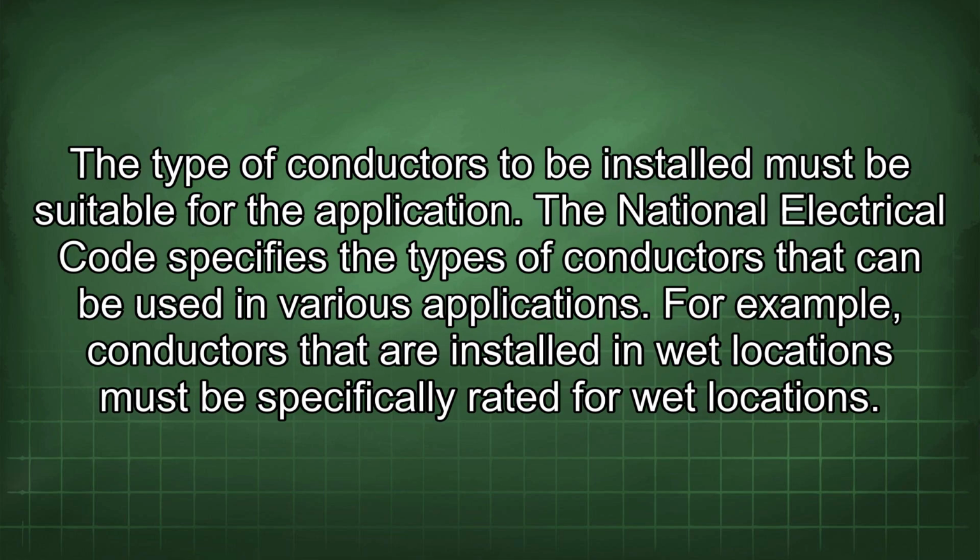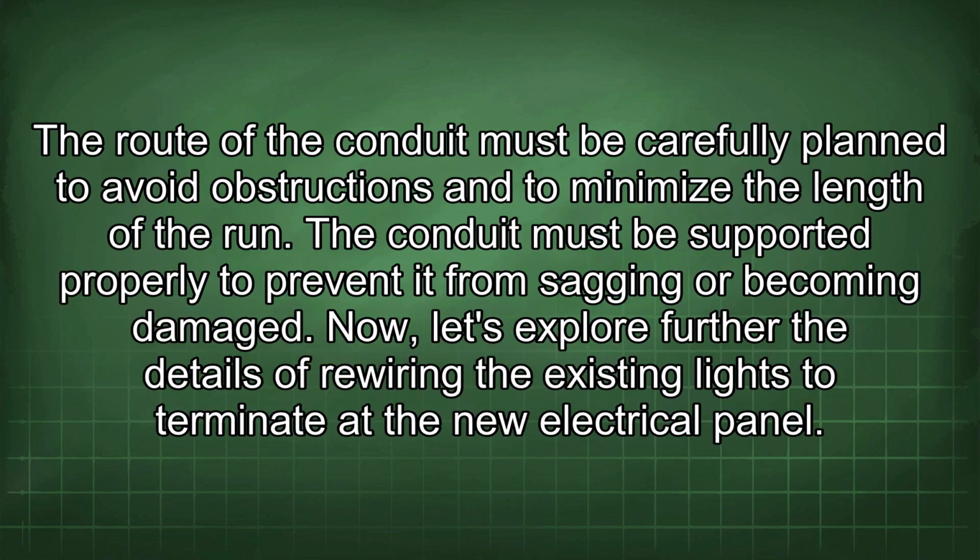The type of conductors to be installed must be suitable for the application. The National Electrical Code specifies the types of conductors that can be used in various applications. For example, conductors that are installed in wet locations must be specifically rated for wet locations. The route of the conduit must be carefully planned to avoid obstructions and to minimize the length of the run. The conduit must be supported properly to prevent it from sagging or becoming damaged.